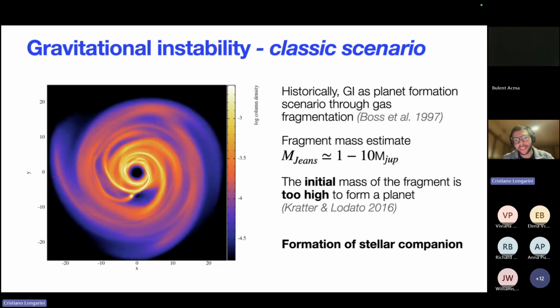But soon we realized that this initial mass is too high to form a planet, because then this object will start accreting material, eventually forming a low mass stellar companion. So gravitational instability in this classic scenario also has problems in explaining the formation of planets.